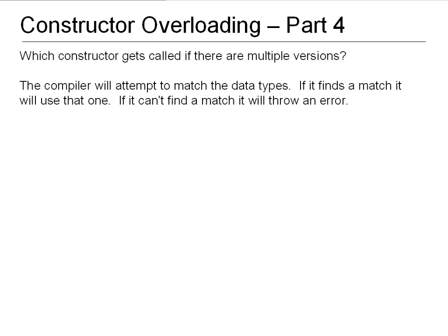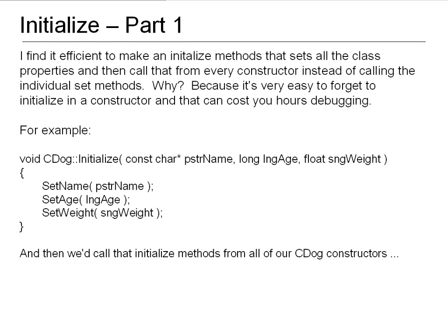Sometimes students ask which constructor gets called if there are multiple versions. The compiler will attempt to match the data types in the call with the declared parameterized constructors, and if it finds a match, it will use that one. If it can't find a match, it'll throw an error and you won't be able to compile. I find it efficient to make an initialize method that sets all the class properties and then call that from every constructor instead of calling the individual set methods.